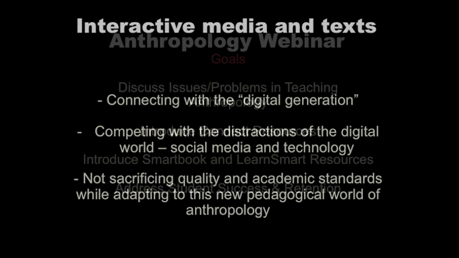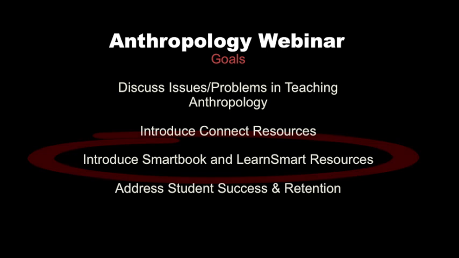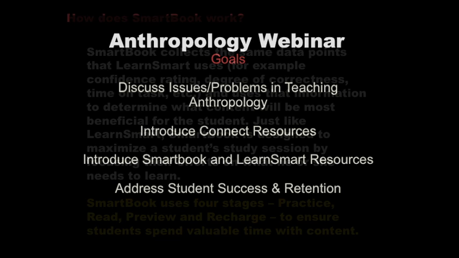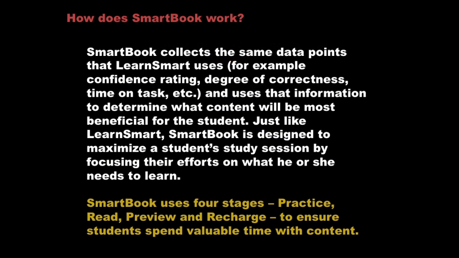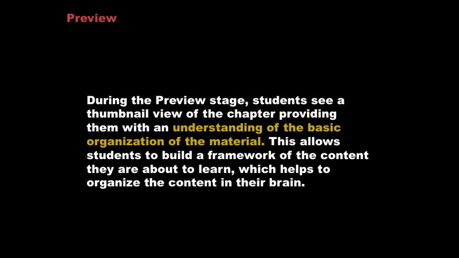I'm going to show you the video of SmartBook, but I wanted to introduce the basis of it. Basically, there are 4 stages: the practice, read, preview, and recharge stages. Each of these stages is specifically designed to better assess whether or not students are understanding the material. In the preview stage, they get the basic organization of the chapter. This is set up as an outline for the student to see, and you'll see this in the other video, on the left-hand side of the screen.